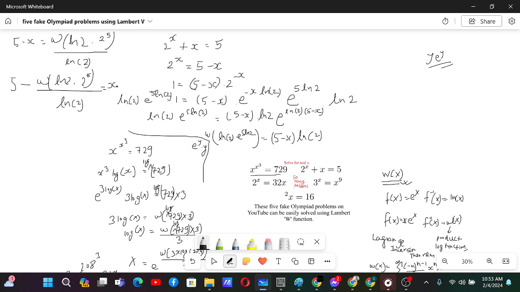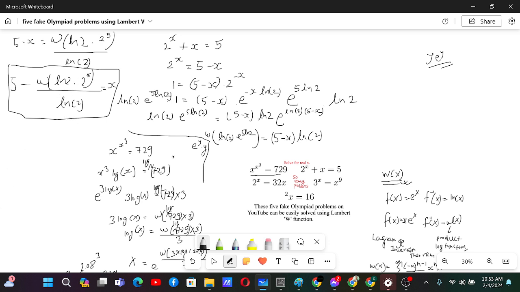5 minus Lambert W of ln 2 times 2 to the power 5, divided by ln 2, equals x, and that's the value. It doesn't really have the beauty in solving this problem, because we are just taking it to the form using this function and just solving. There's really no such fun in solving these sorts of problems. But yes, this is how we solve these problems.